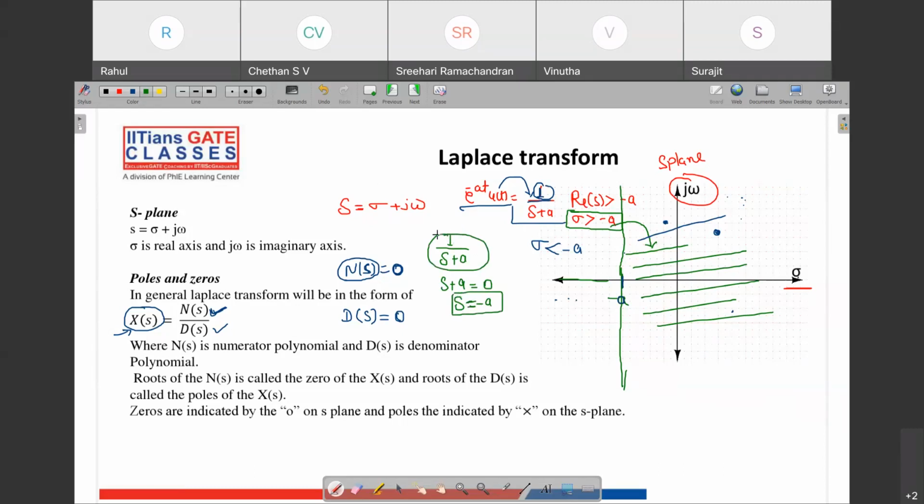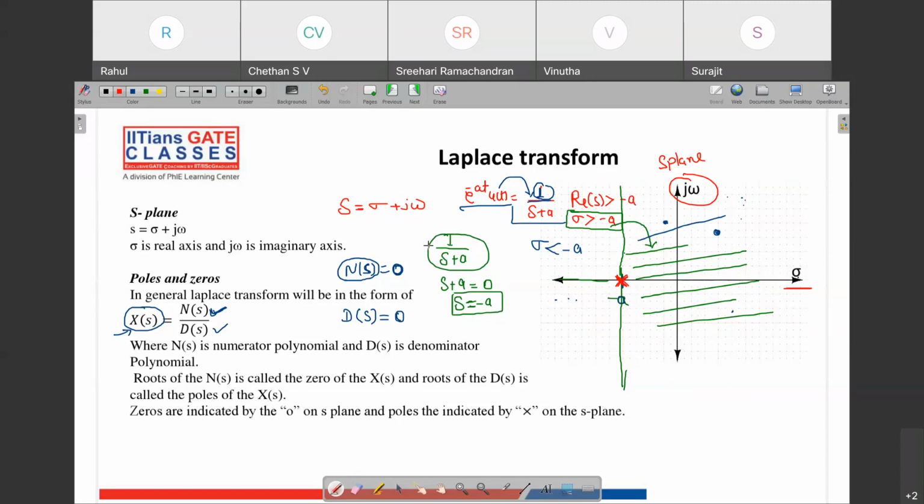When you try to locate this pole on the sigma and j omega plane, this is where the pole is located. It doesn't have any imaginary part, which means the imaginary part is equal to 0. So it will just be on the sigma axis and its value is minus a. So this is the point where the pole is located for this particular Laplace transform.